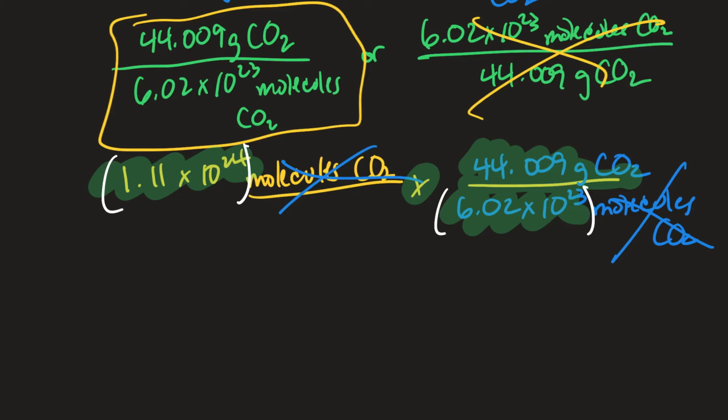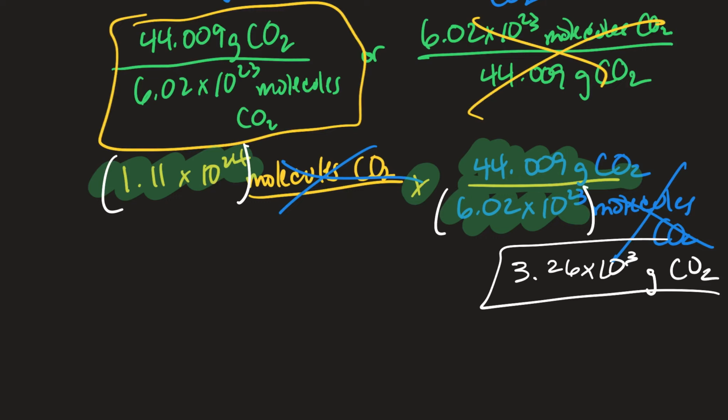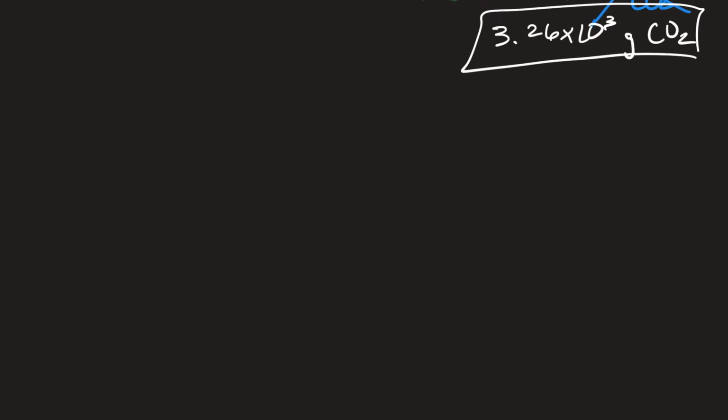Okay. And so in this case, you should get the answer 3.26 times 10 to the 3rd grams of CO2. And that's your answer for this case. I know this is a long video, but I just want to make sure that I cover all the bases, and then in class we'll go over it in more detail.